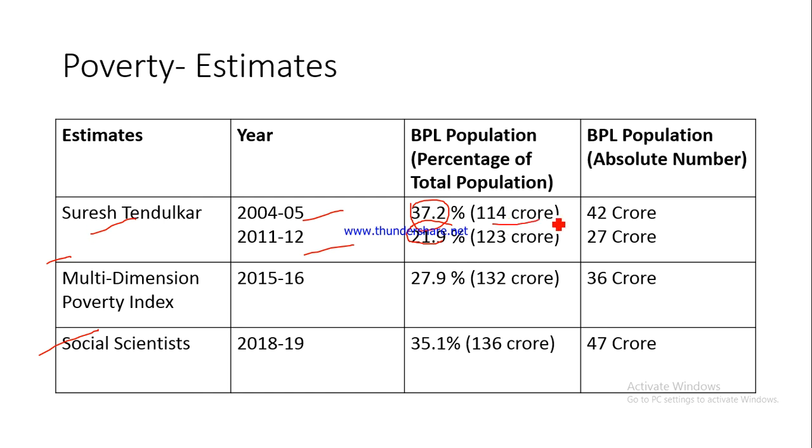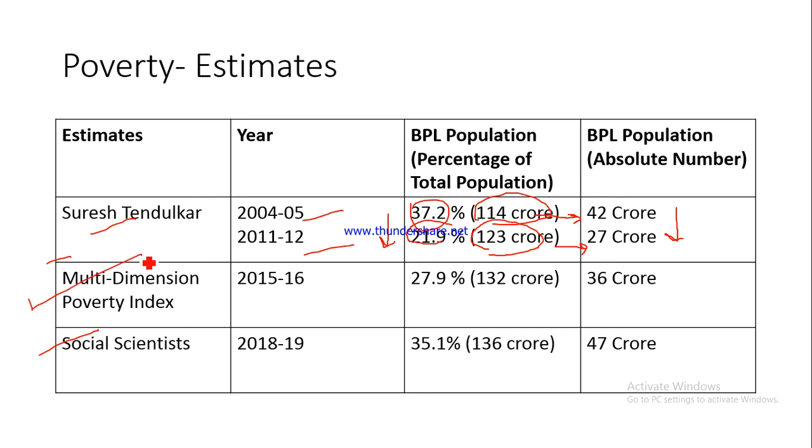In 2004-05, the population was 114 crore, so 37% of 114 crore becomes 42 crore. Likewise, in 2011-12, the population was 123 crore and 21% becomes 27 crore. So not only was there a decrease in poverty in percentage terms, but it was also a decrease in absolute terms, in terms of the actual number of people inflicted by poverty. So that number also reduced from 42 crore to 27 crore.